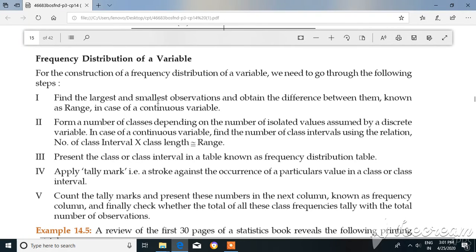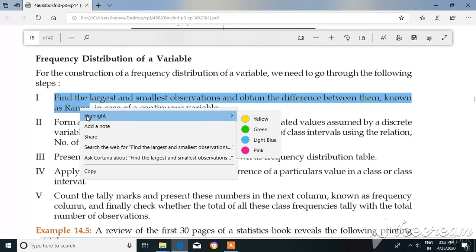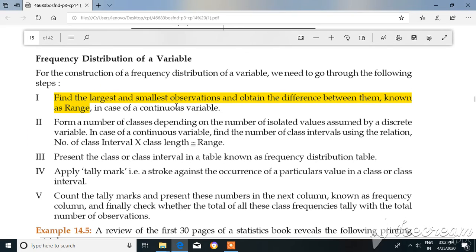Find the largest and smallest observation and obtain the difference between them, known as range. This is very important for your objective. So find the largest observation and the smallest observation, and then range equals the difference between them. What is the formula for range? Range is nothing but L minus S. Okay. So this is the first thing that you have to do for making a frequency distribution of quantitative terms.